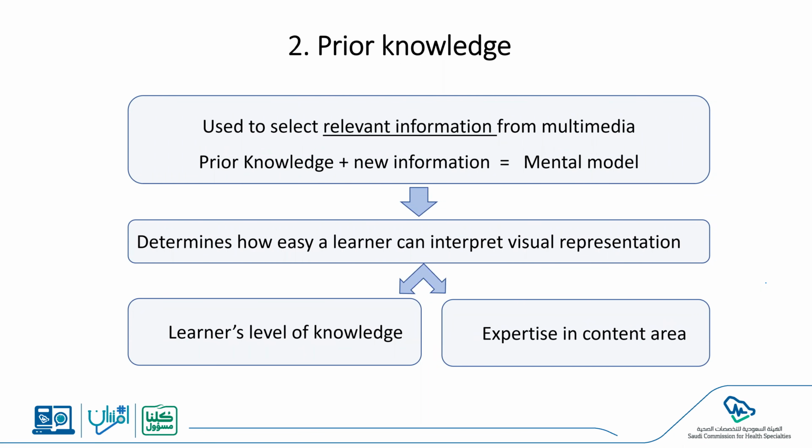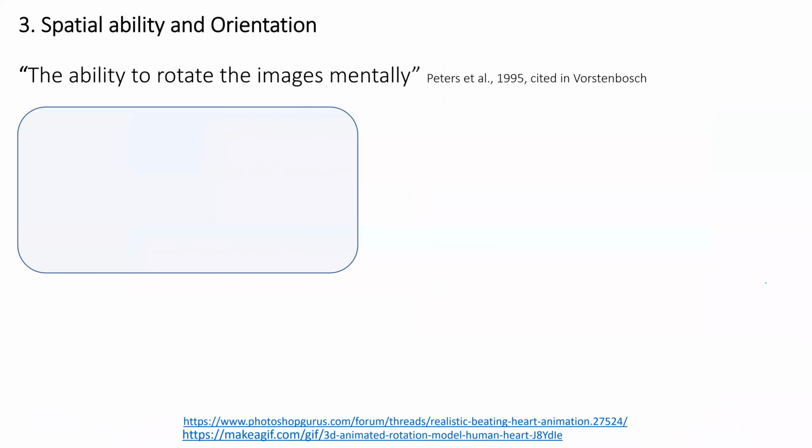Which means that it's going to depend on the level of the learner's knowledge and their expertise in the content area. So if you're going to give something complex and they're novices, they're not going to have a proper mental model because they don't have something to build on. But let's say you're talking to a fifth-year medical student and you're building on something that has been explained in years 3 and 4, they're going to have prior knowledge. And with the new information that you're giving them in the fifth year, they can build a proper mental model.